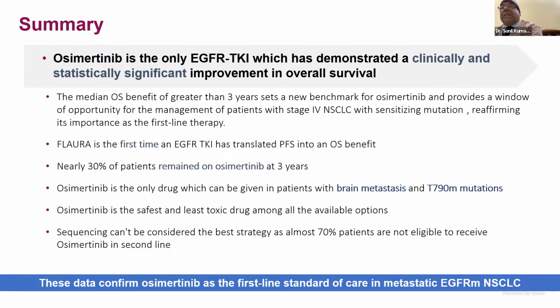Osimertinib is the only drug which can be given to a patient with brain mets because it crosses the blood-brain barrier, and it is very effective in T790M mutation also.